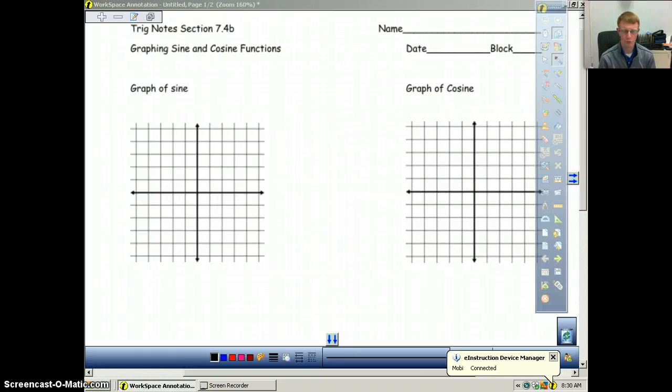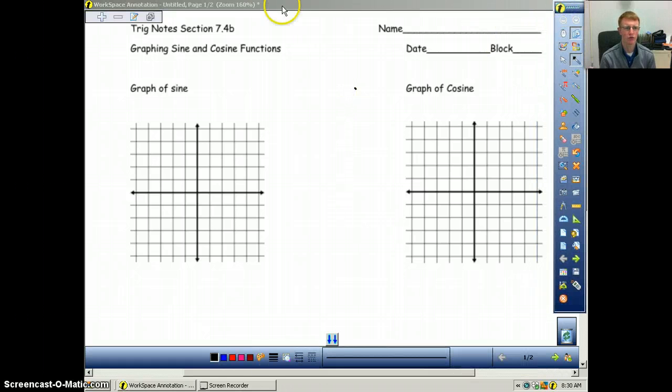In 7.4b, we're really just going to be focusing on graphing our sine and our cosine functions. So what we've done is we started talking about how to solve sine and cosine functions using special right triangles. So we're going to bring that into what the graphs of a sine and cosine function look like, and hopefully this will come together and you'll see what we've been doing and what we've been accomplishing. So this should be a pretty quick video.